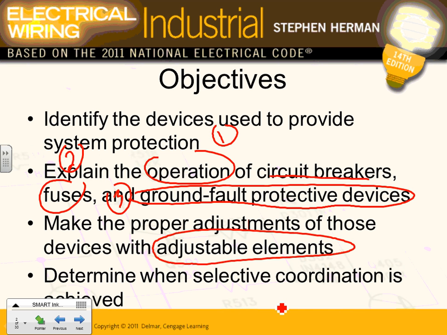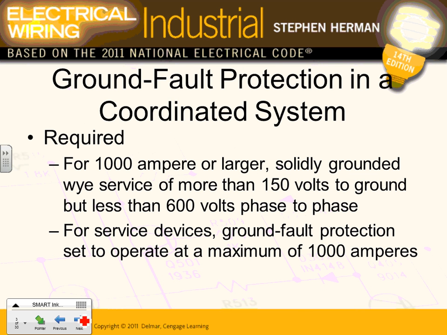Selective coordination. We talked about this one before, guys. If you have a short circuit or a ground fault in any of these pictures above your head, do you want the circuit breaker in this panel to trip, or the main, the 1200 amp main, to trip? Obviously, you want this one. That's called selective coordination. And we'll show you a couple of curves.